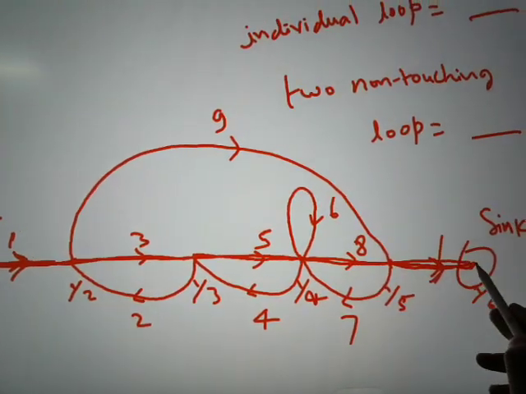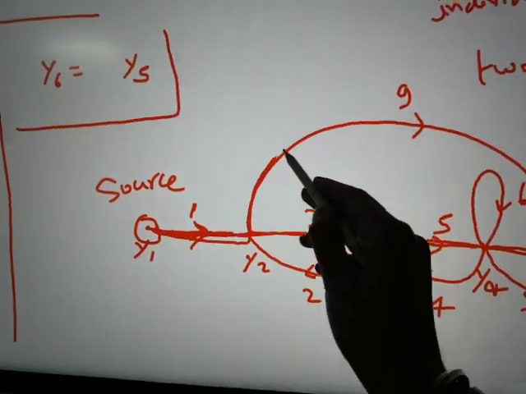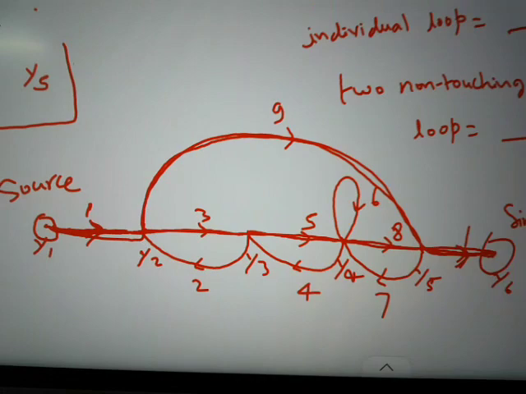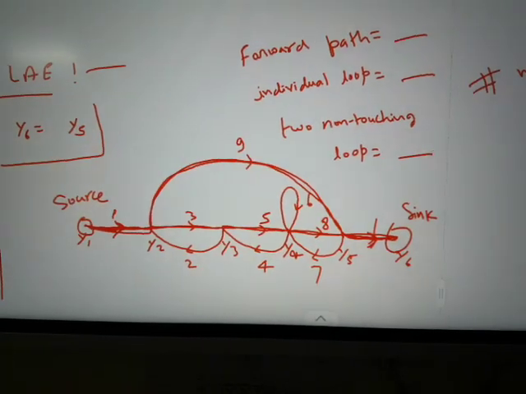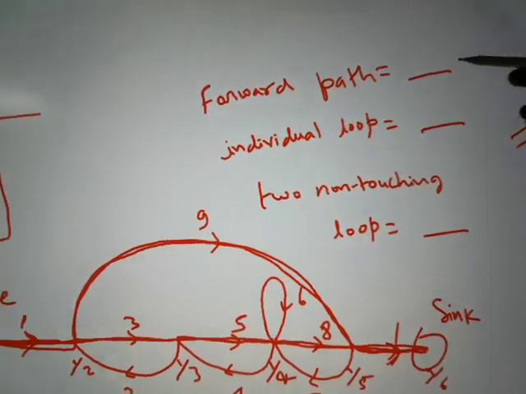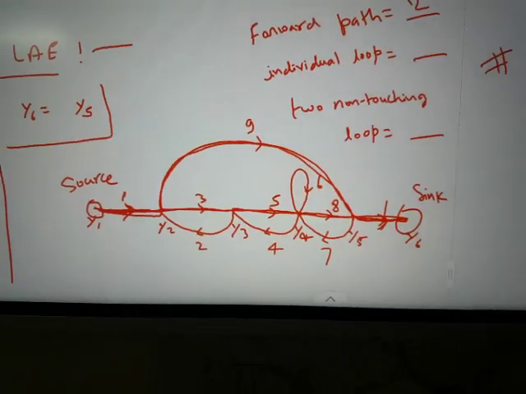Okay, one path is this, and another forward path will be this. For this forward path also, no node is repeated. So we have two forward paths, so here the number of forward paths is 2. Now you tell me how many loops there are.